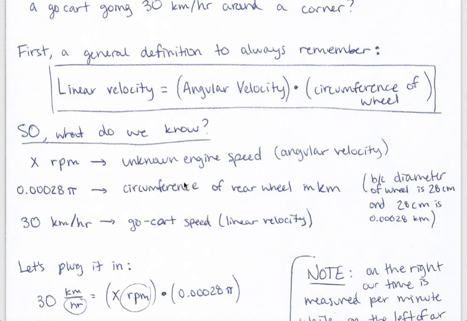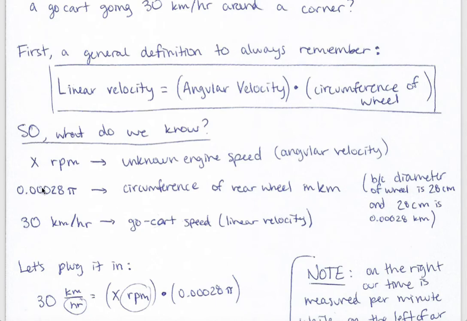So over here on the right, they tell us that the diameter is 28 centimeters for the back wheel. Equivalently, that would be 0.00028 kilometers. When I'm trying to find the circumference, it's pi times diameter. My diameter in kilometers is 0.00028, so 0.00028 times pi. And then last but not least, our linear velocity is 30 kilometers an hour, and that's what they told us ahead of time.